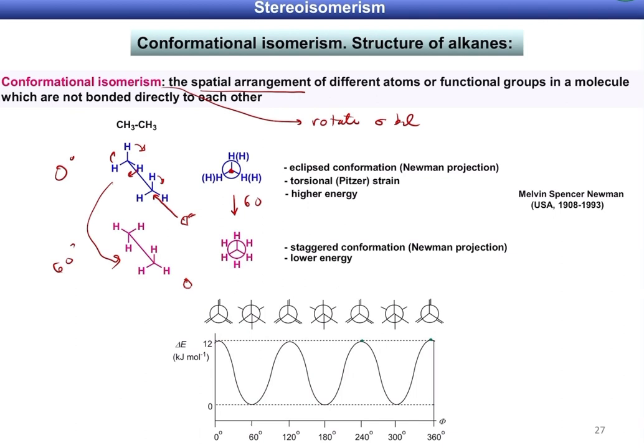Because it's ethane, it's a special case. Because all of the branches are hydrogen, in the rotation we can see the hydrogen repulsions will be the same. Okay, it's almost symmetric in this case.